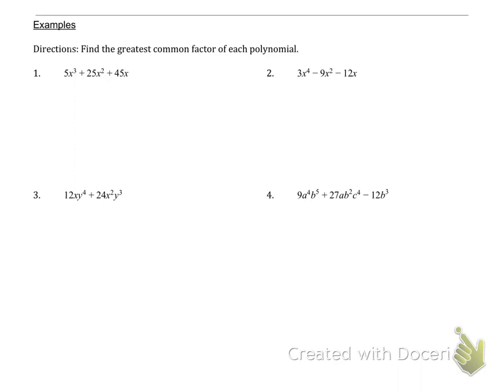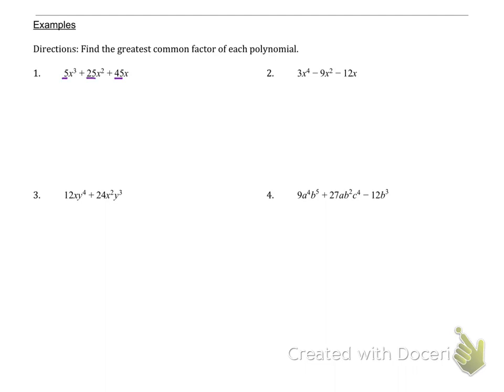So first what I'm going to do is I'm going to look at all the numbers in front of the variables. So I have 5, 25, and 45. Any of the numbers that I can break down further, I'm going to write all their factors, and I'm going to use a little tree diagram.